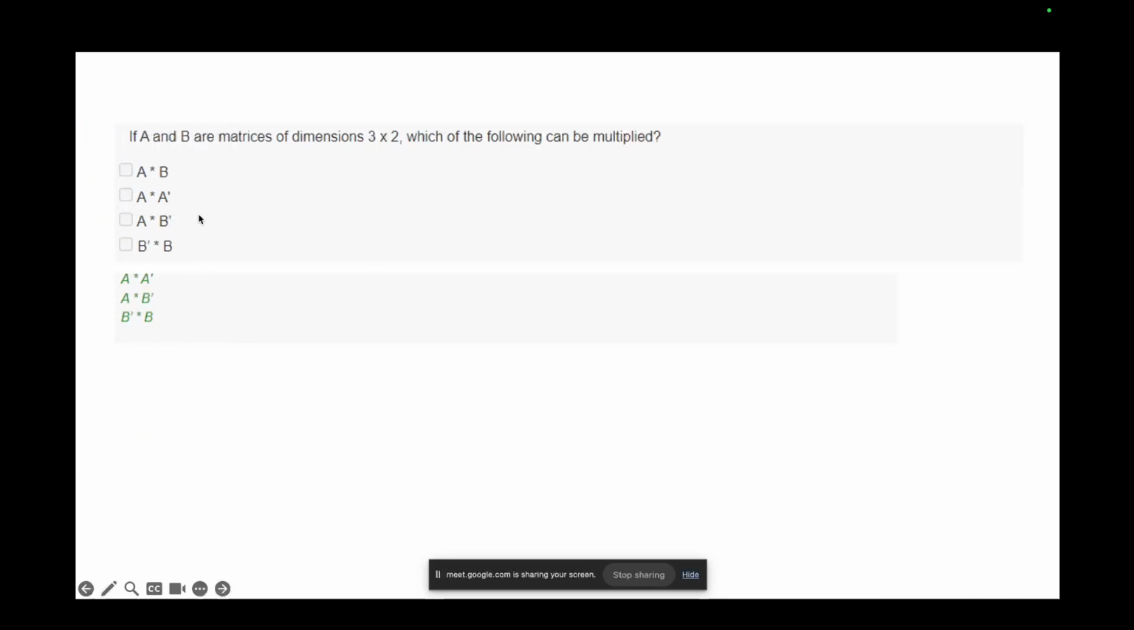Now, in this case, A is 3 by 2. B transpose is 2 by 3 again. So A and B transpose can be multiplied as well. So all these three options are correct, except for the first option. The last three all can be multiplied. Yeah.